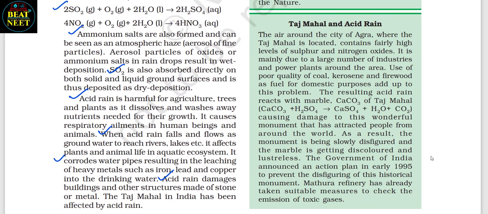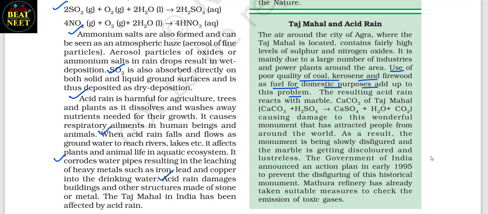The air around the city of Agra, where the Taj Mahal is located, contains fairly high levels of sulfur and nitrogen oxides. It is mainly due to a large number of industries and power plants around the area. Use of poor quality coal, kerosene, and firewood as a fuel for domestic purposes adds to this problem.